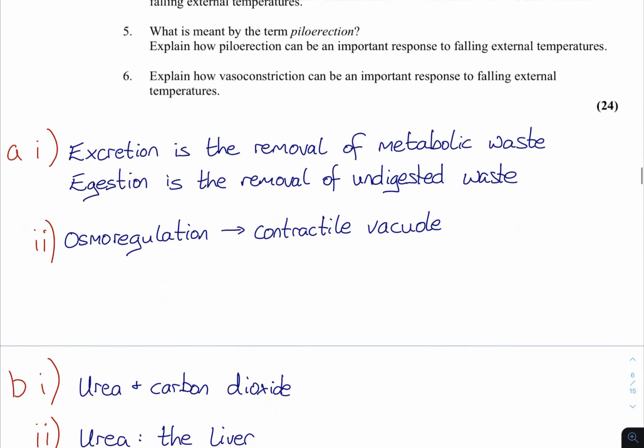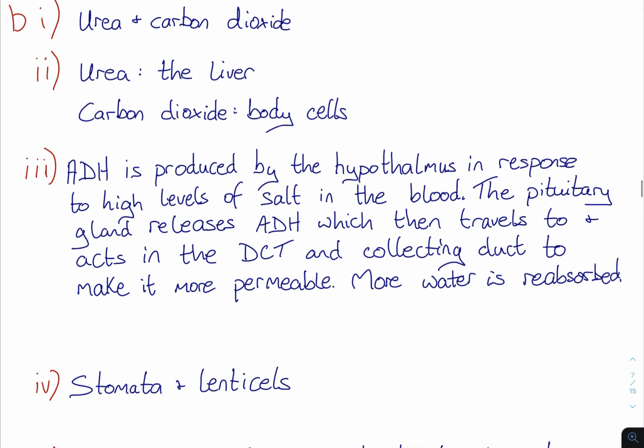Okay, so what is happening? If you have high salt levels or low water concentrations, ADH is produced by the hypothalamus in response to this. The pituitary gland releases ADH, which then travels to the DCT and collecting duct by means of the blood. It makes the collecting duct and the DCT more permeable, meaning more water is reabsorbed. And you could write down less urine produced.